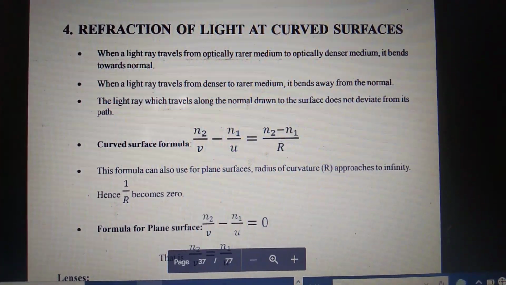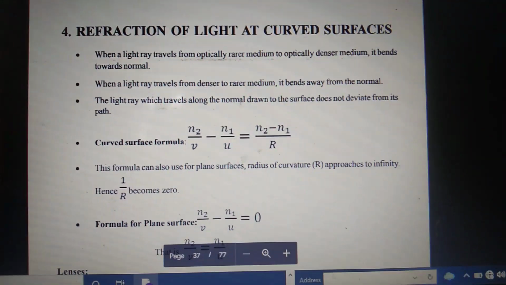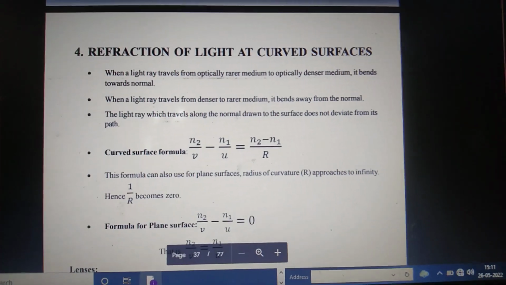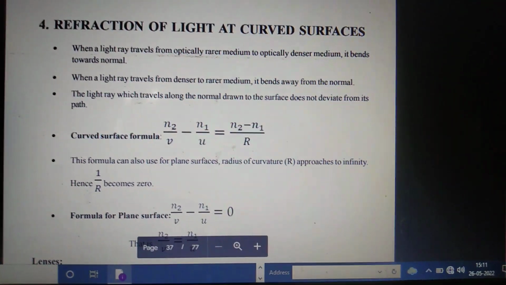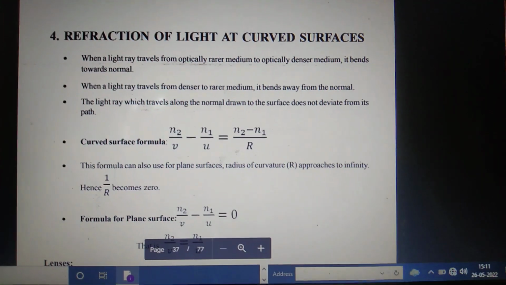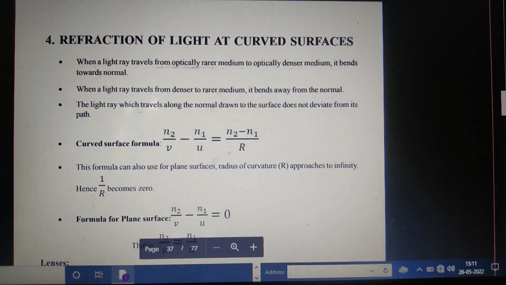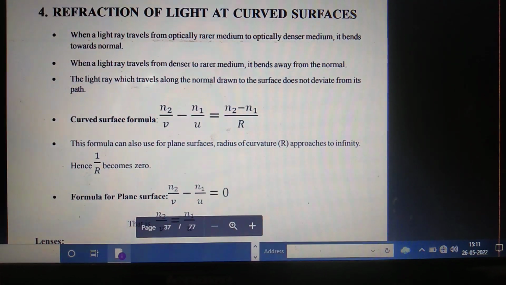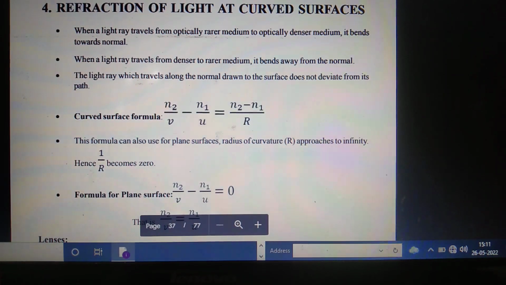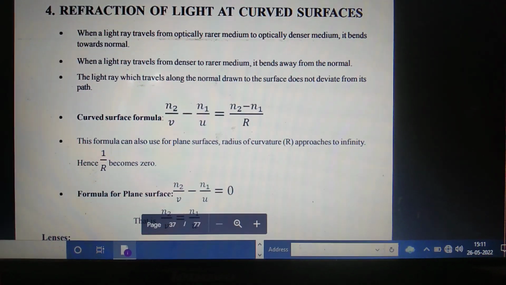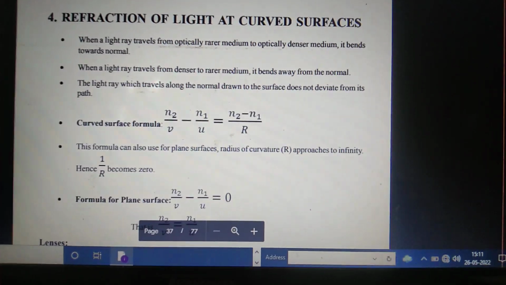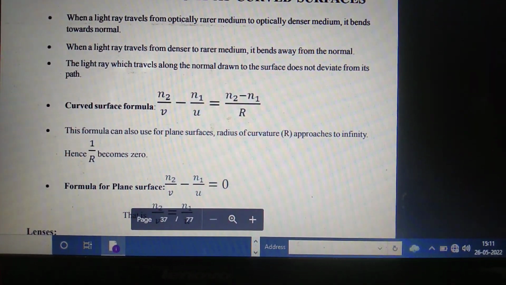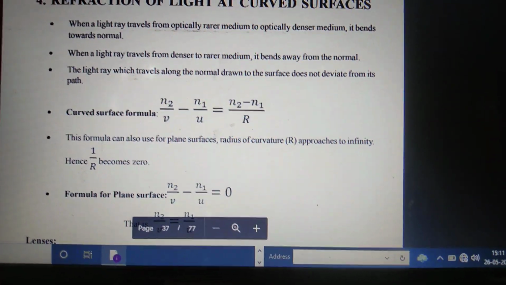Now coming to chapter number 4, refraction of light at curved surfaces. Chapter number 1 and chapter number 4 are almost similar. There we discussed reflection of light at curved surfaces. Here we will see refraction of light at curved surfaces. When a light ray travels from an optically rarer medium to an optically denser medium, it bends towards the normal. When a light ray travels from denser to rarer medium, it bends away from the normal. The light ray which travels along the normal drawn to the surface does not deviate from its path.